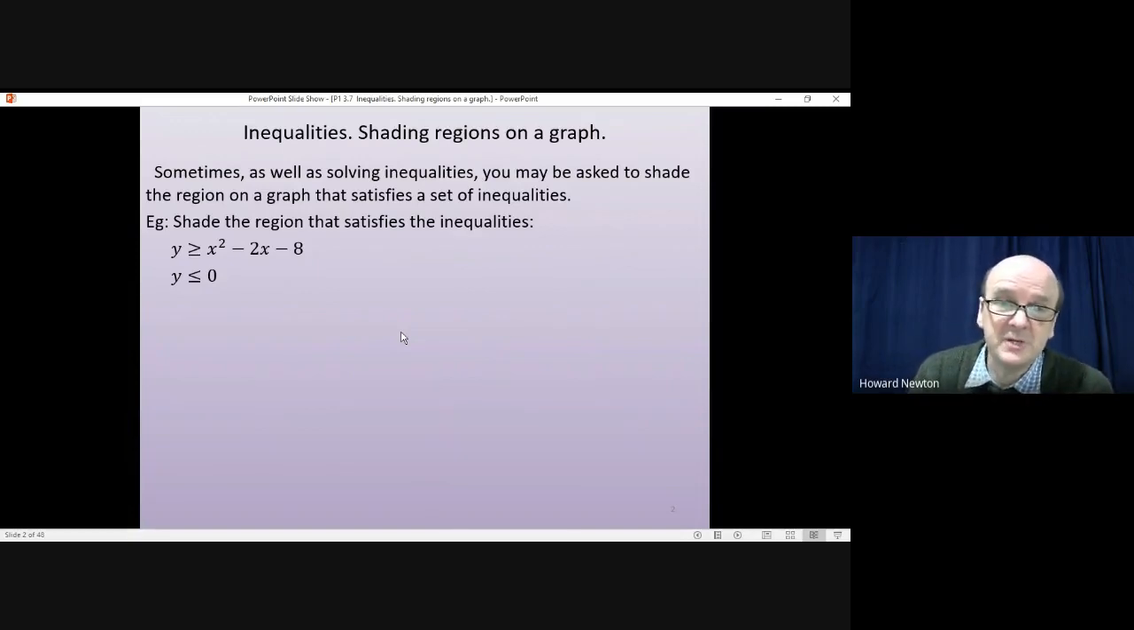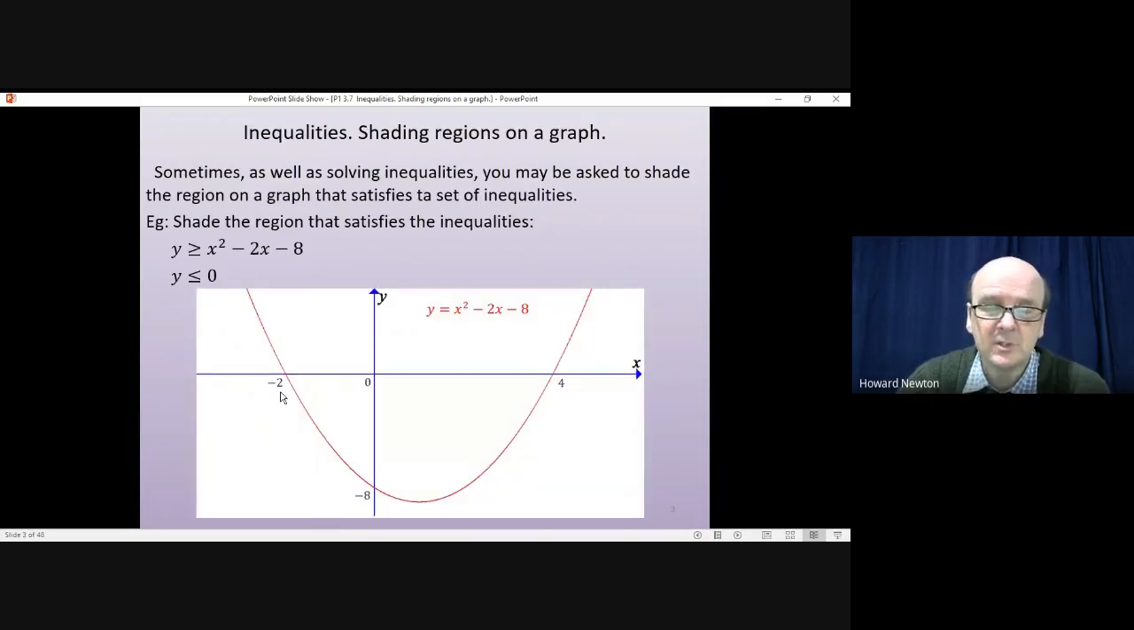If you had to shade the region that satisfies both of those inequalities, first of all, you draw the related function, y equals x squared minus 2x minus 8, and y equals 0. Y equals 0 is just the x-axis, so we don't need to draw anything for that. And the quadratic x squared minus 2x minus 8 would look something like that, with crossing points at minus 2 and 4 on the x-axis, and minus 8 on the y-axis.